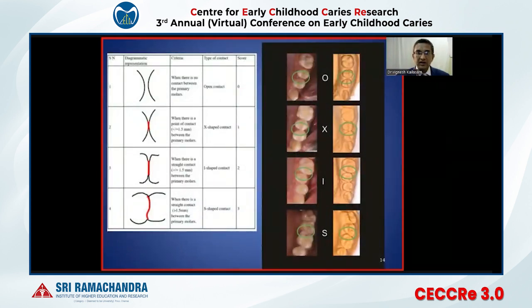So this was our original validation of the OXIS classification, where you can see representative images. O implies that there was an open contact, that is, the adjacent teeth did not approximate; X implies that there was a point type of contact; I implies that there was a 1.5 millimeter straight contact; and S implies that there was a curved contact of greater than 1.5 millimeters.